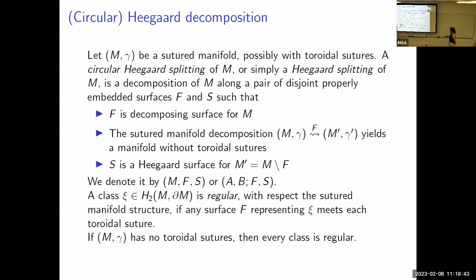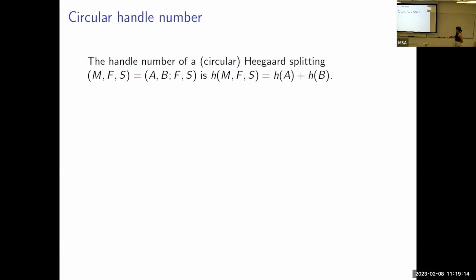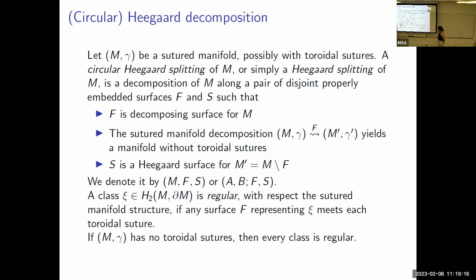We say that a second homology class is regular if any surface representing that class meets each toroidal suture. Well, this is just an observation that if the sutured manifold doesn't have toroidal sutures, then every class is regular. And can it have many boundary components in the same torus?